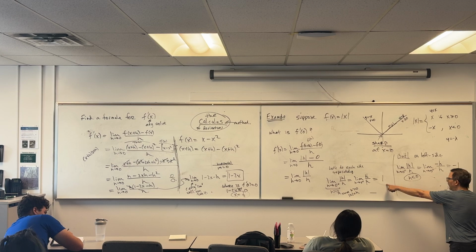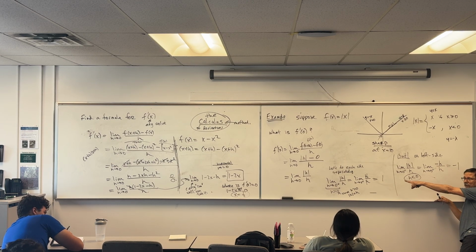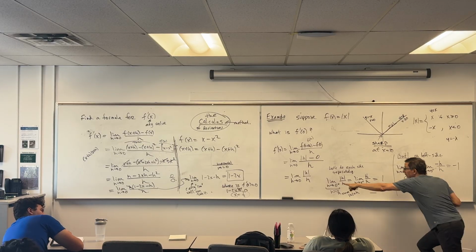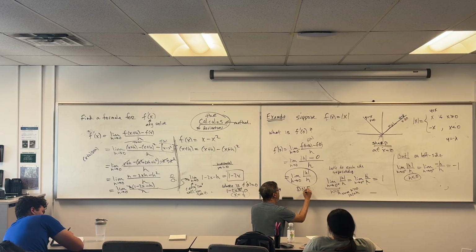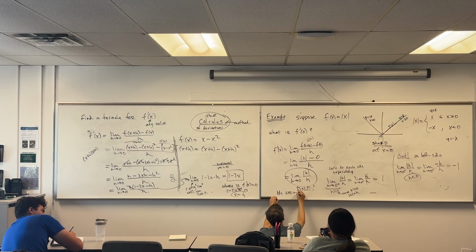Limit from the right was 1, limit from the left is negative 1. What can I say about the limit itself? If the left limit and the right limit aren't the same, what do you say? Does not exist. So this limit does not exist. Because, let's summarize really quickly: the left hand limit, LHL, equals negative 1, but the right hand limit, RHL, equals 1.